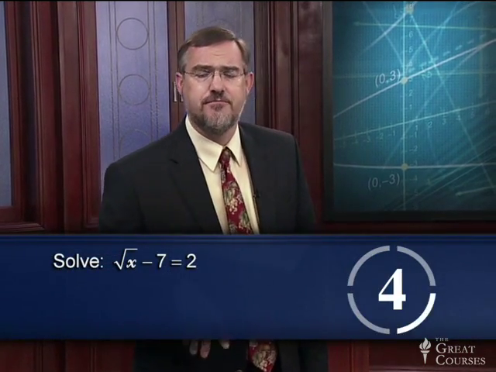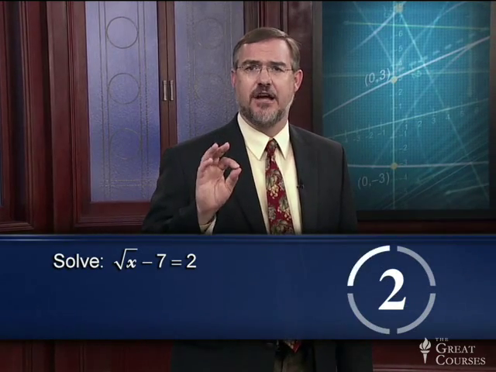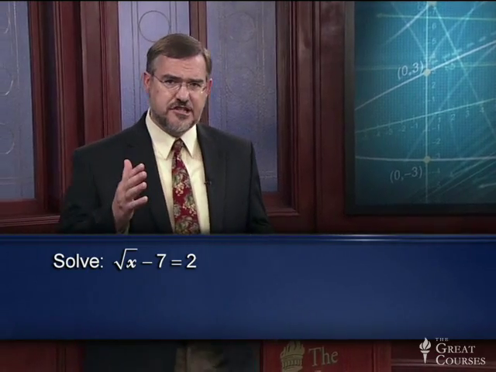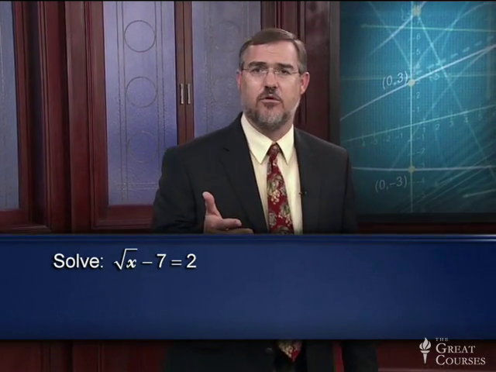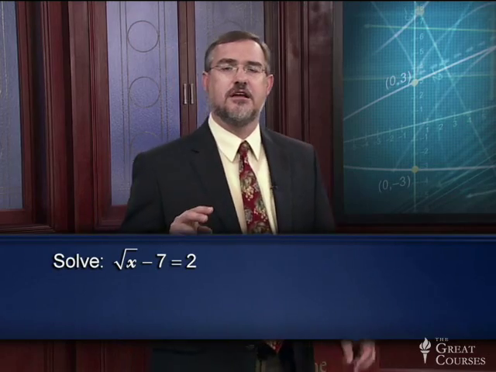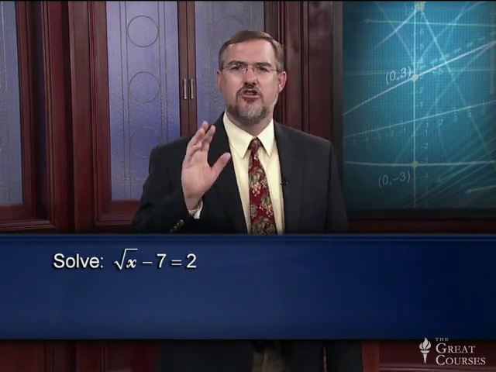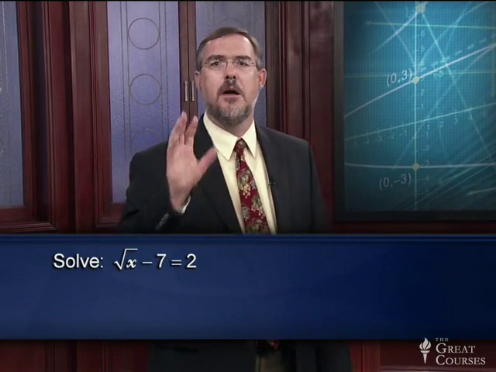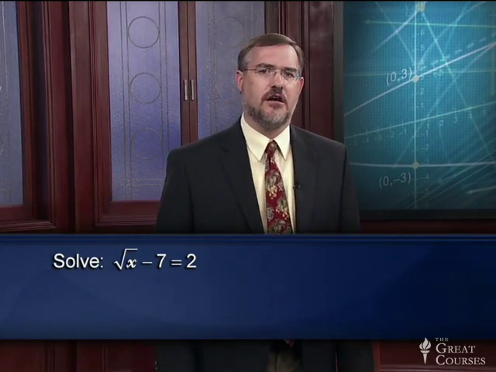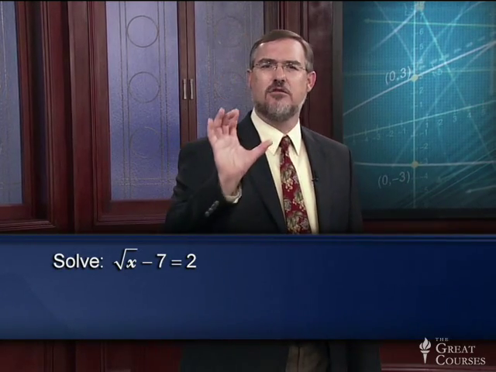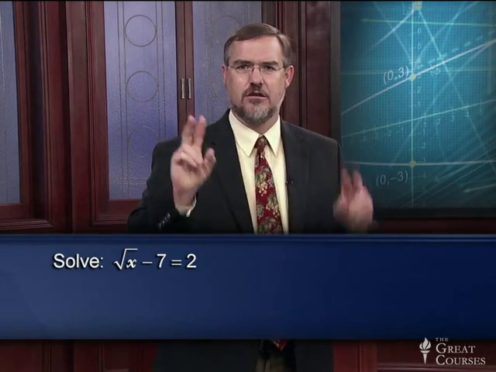Let me suggest you try it first just to see how it goes for you, and then we'll do it together. Solve the equation square root of x minus 7 equals 2. Now, the first thing you're going to want to do in this example, as with most of the examples we're going to see in this lesson, is something I call isolating the radical. That means you want to get the square root symbol by itself on one side of the equation. It doesn't matter if it's on the left side or the right side, but you want to isolate the radical.